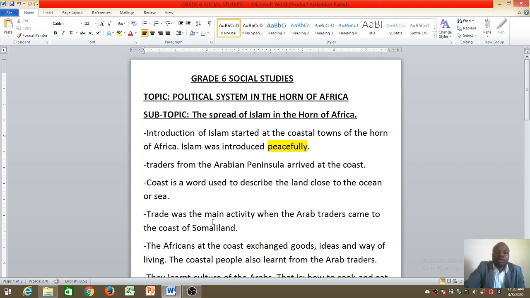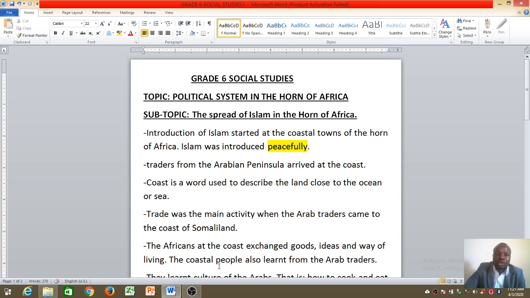And we shall pick from where we left last time, political system in the Horn of Africa. And under that, the subtopic, we are looking at the spread of Islam in the Horn of Africa. The majority of the people in the Horn of Africa are Muslims, more so in Somaliland, Somalia, many countries actually. So how did it come? How did it start? It is important that we should also learn about its history.